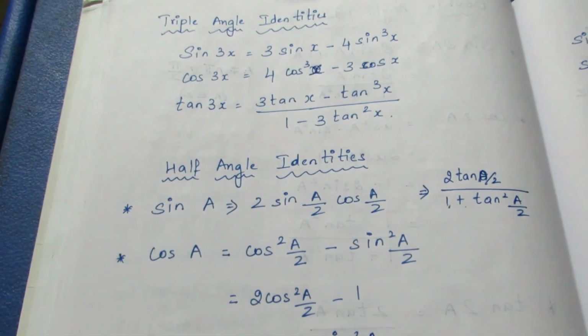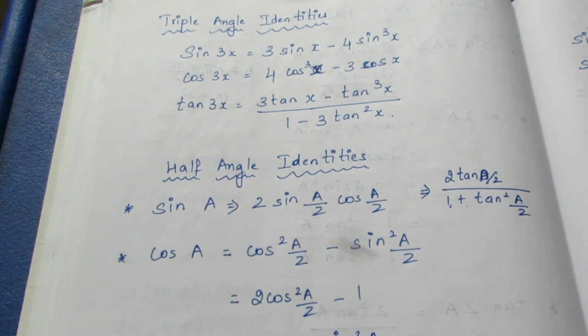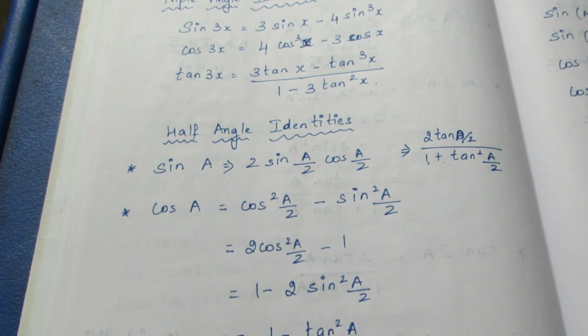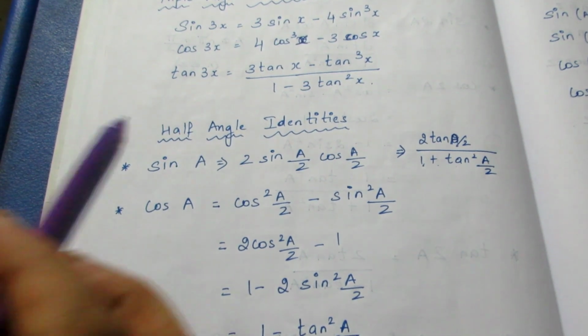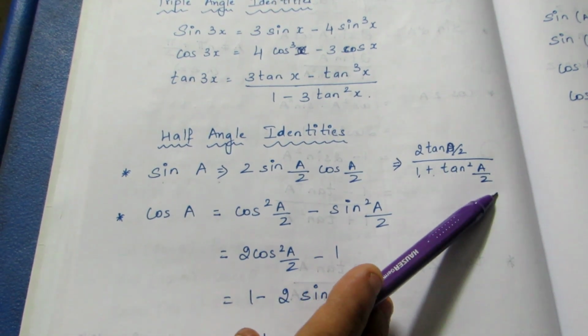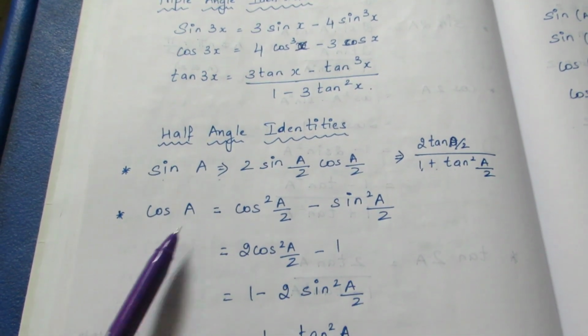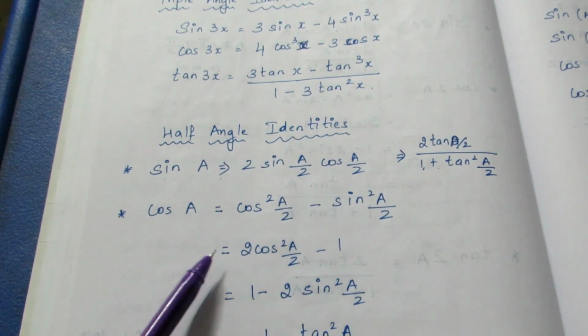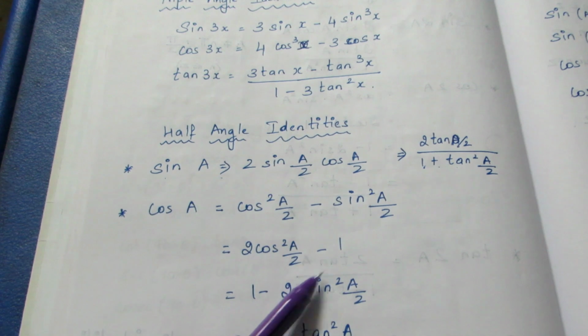Now the half angle identities. Sin a is equal to 2 sin a by 2 into cos a by 2. Sin a can also be written as 2 tan a by 2 by 1 plus tan square a by 2. Cos a is equal to cos square a by 2 minus sin square a by 2, or it can also be written as 2 cos square a by 2 minus 1.